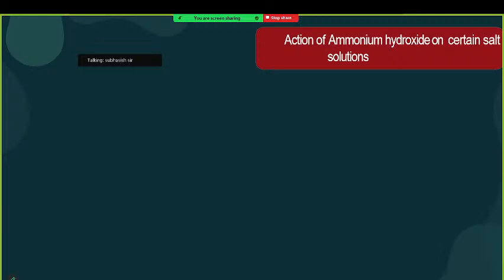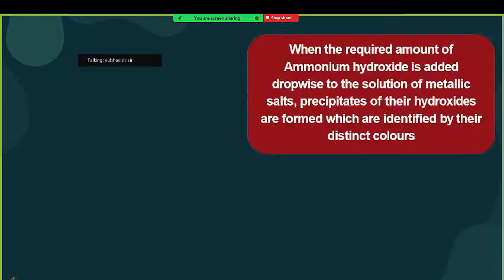Now after sodium hydroxide, you can use ammonium hydroxide on certain salts. Now we should discuss the use of ammonium hydroxide, because in some cases ammonium hydroxide gives a different result. Here you see some of the cases. Now we add initially a small amount of ammonium hydroxide dropwise, in exactly a similar way to what we did in the case of sodium hydroxide.